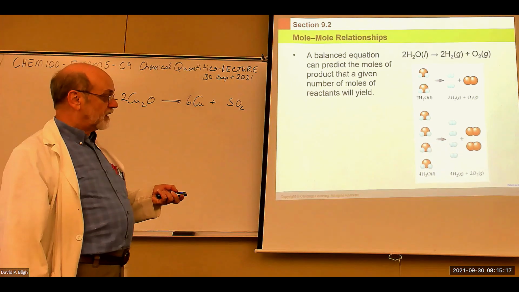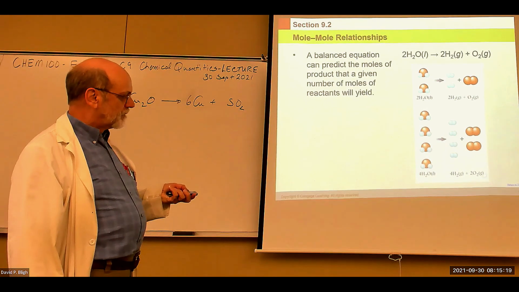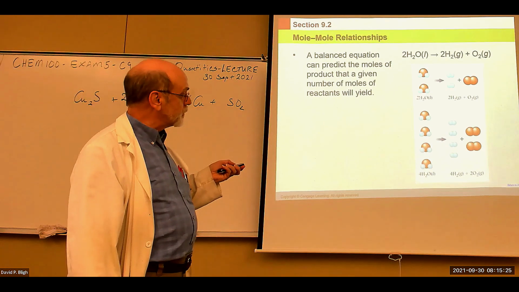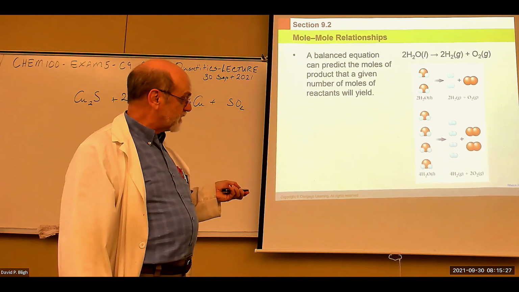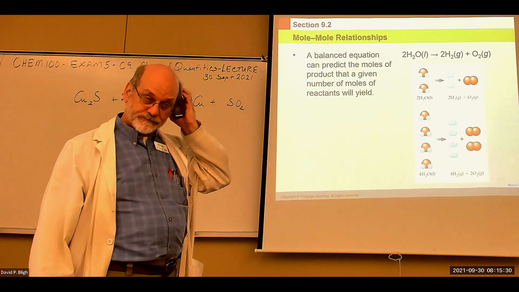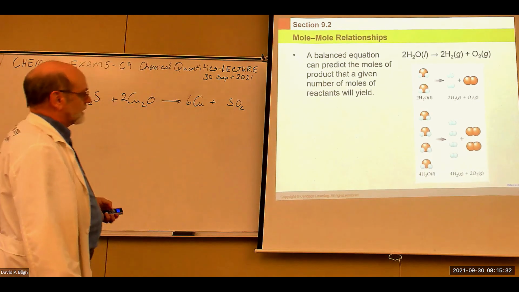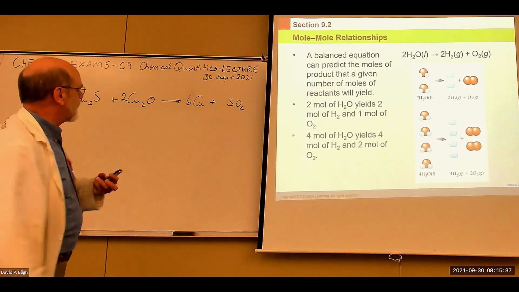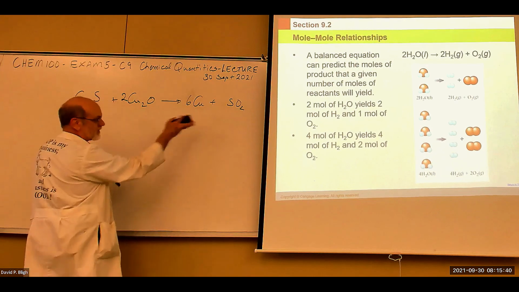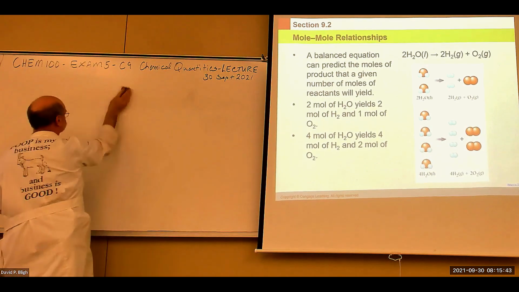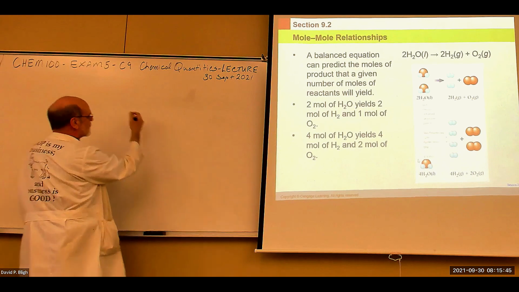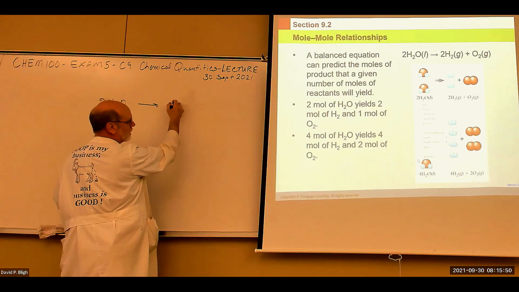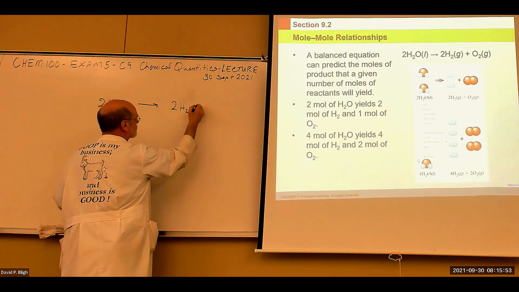Right? And this is the ratio. The point here is the ratio. The ratio here is 2 to 2 to 1. It's the same thing as 4 to 4 to 2. And if we want to, say we have, let's use that example. Say we have this balanced equation with water yielding 2 hydrogens and 1 oxygen.